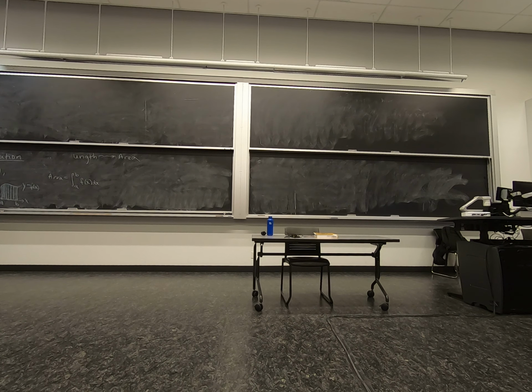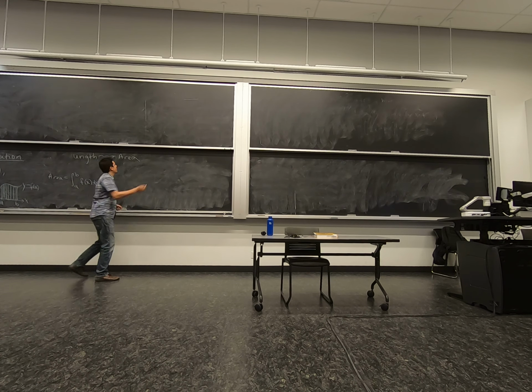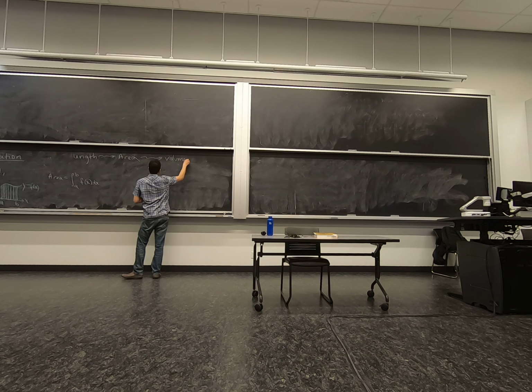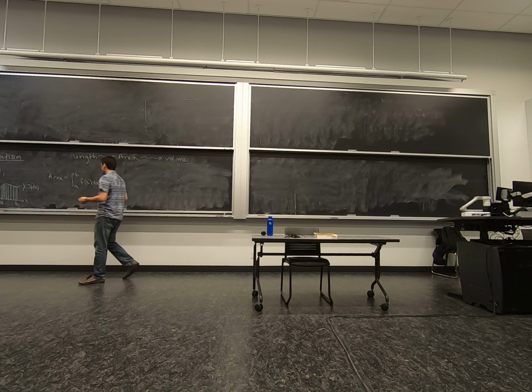So what we're going to do now is we're going to generalize this to the next step, and we're going to go where we add up a bunch of areas and we get a volume. So we will sum up or integrate a bunch of areas and we'll get the volume under some surface.